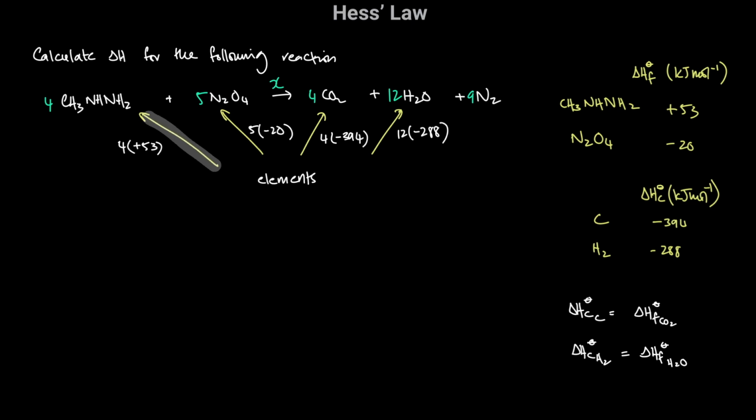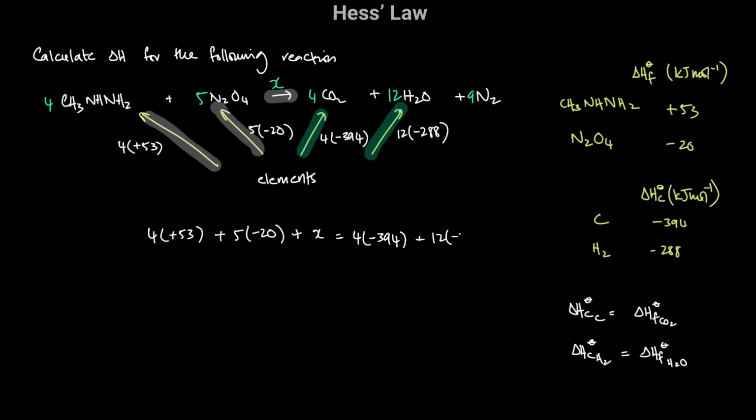So we can say that this plus this is equal to this. So that is 4 times positive 53 plus 5 times negative 20 plus x. This plus this is equal to 4 times negative 394 plus 12 times negative 288. And this will give us x as minus 5144 kilojoules per mole. So that's our answer. Obviously, the enthalpy change of formation of nitrogen is just 0, because it's an element in its standard state.